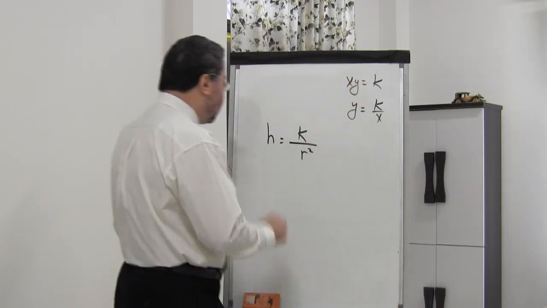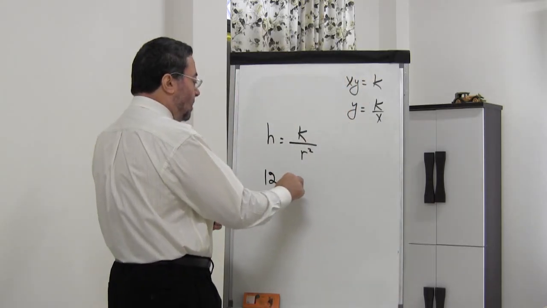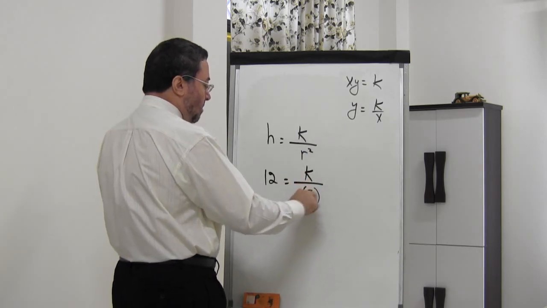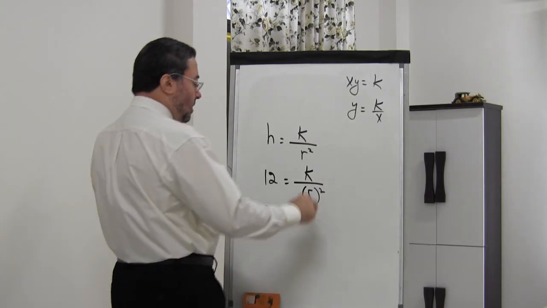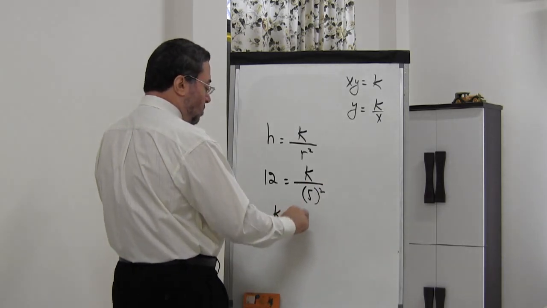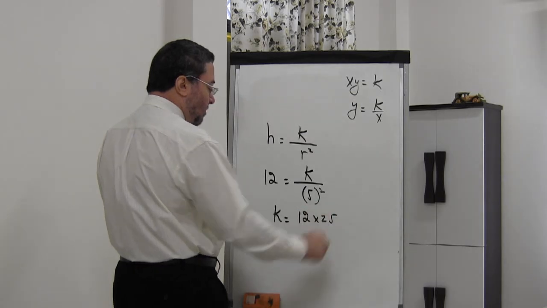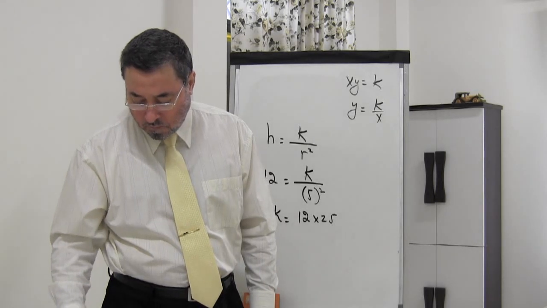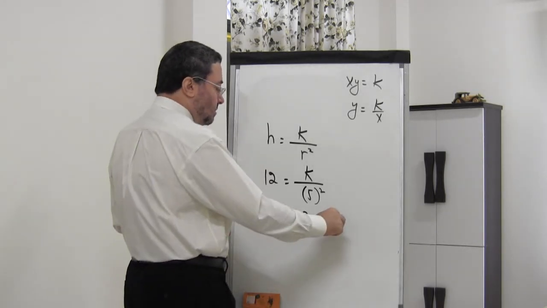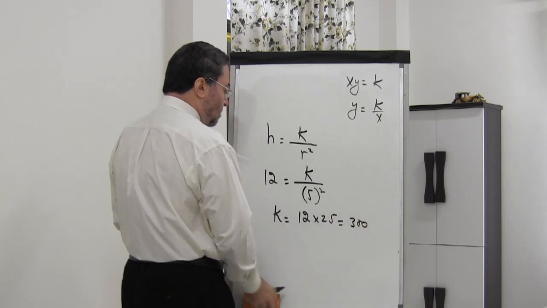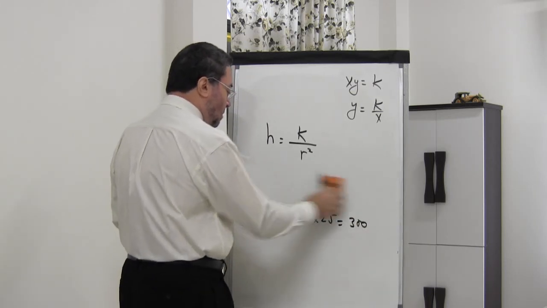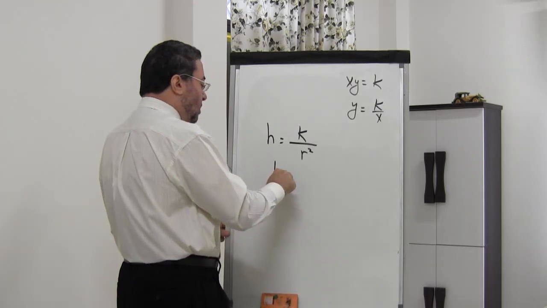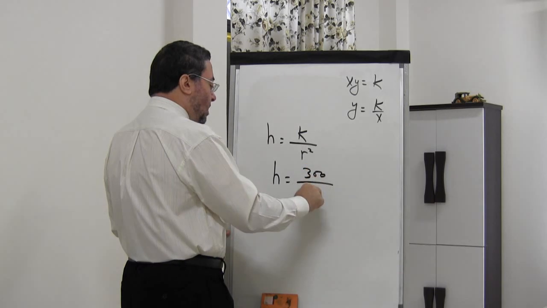So we have two values, 12 for the height and 5 for the radius. And so K equals 12 times 25. And that's 300. So now our formula is H equals 300 over R squared.